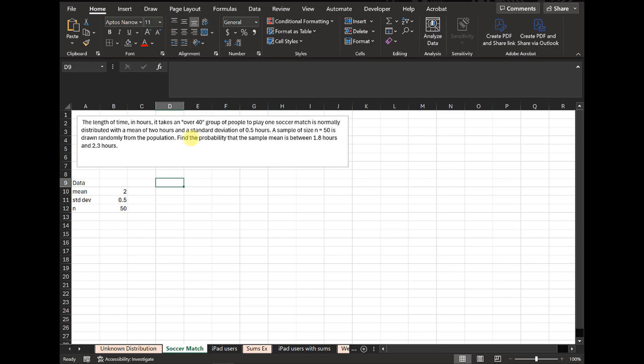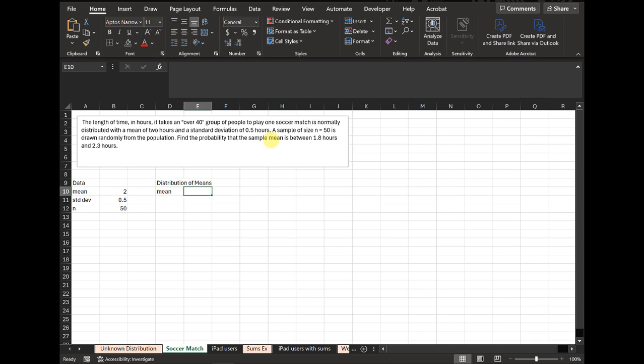We are now being asked to find the probability that a sample mean, from this sample size of 50, falls between 1.8 hours and 2.3 hours. So it's the way that this is worded that we know we need to move into the distribution of means. So we're really using the central limit theorem here.